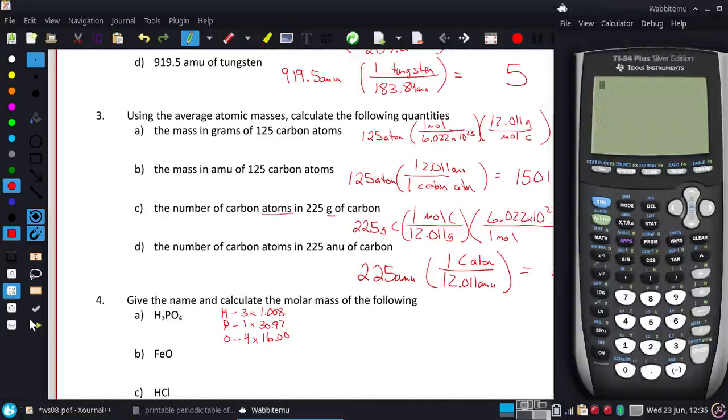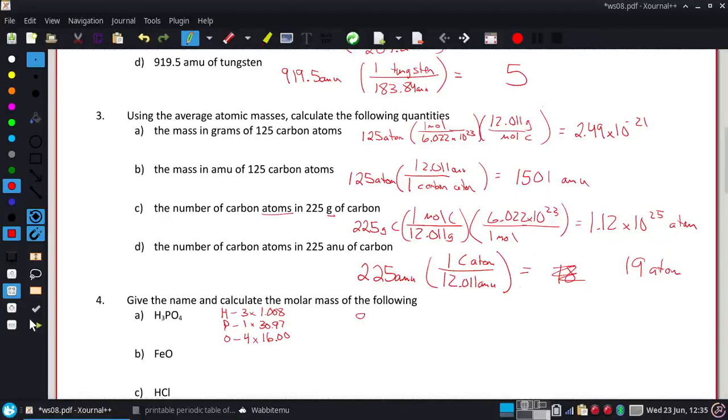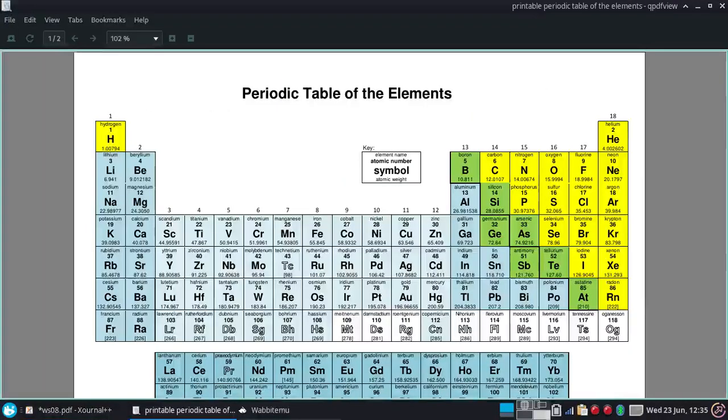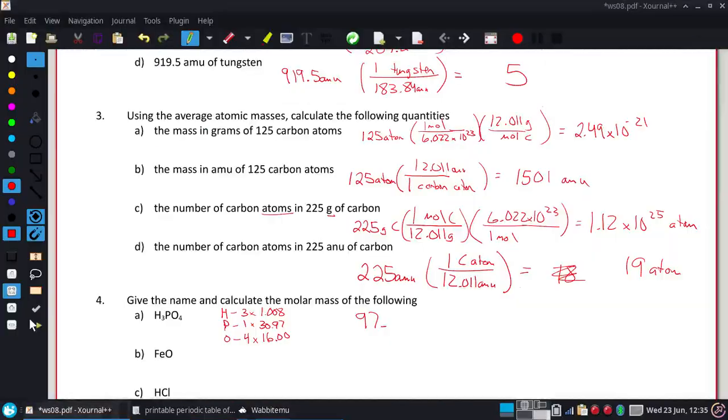And now we're just going to plug these into the calculator. 3 times 1.008 plus 30.97 plus 4 times 16, and we get an answer of 97.99. And it's asking for molar mass, grams per mole.